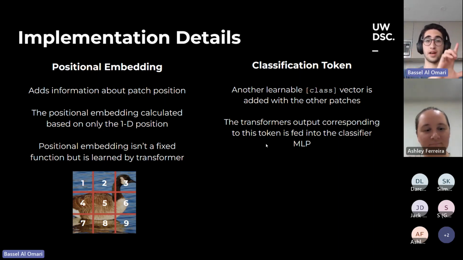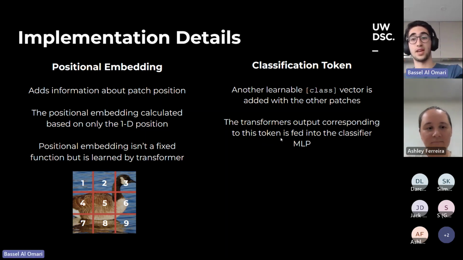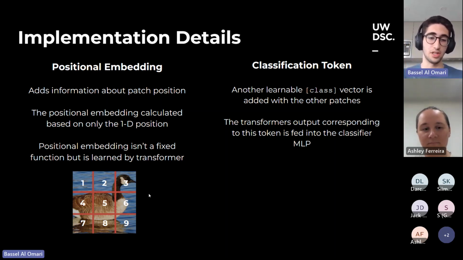Now we pass in a vector for each of those patches, and then we also pass in this classification token. The interesting thing is that the output corresponding to the classification token gets fed into a classifier, which does our classification for us and tells us, oh, this is an image of a goose, etc.